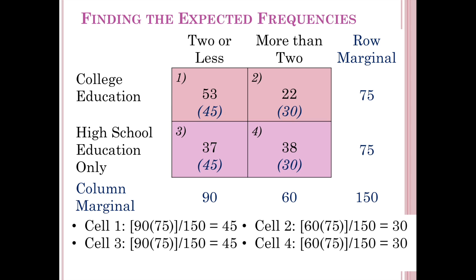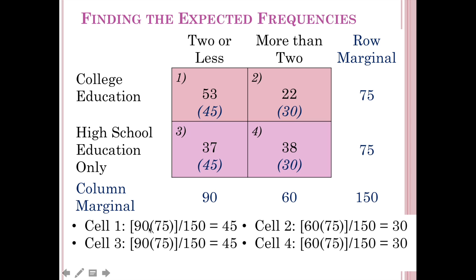Okay. So to find the frequency expected, that's going to be the number in the parentheses, right? Now, the frequency observed is just how people raise their hand. Raise your hand if you have a college education and you have 2 or less kids. This is my frequency expected. Now, again, you see how it's not equal. We have 45 and 45, 30 and 30, because they're equal proportionally.